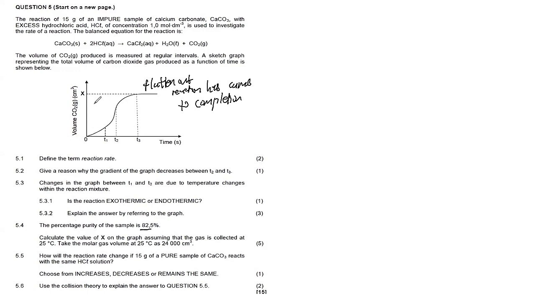Now they're saying we must calculate the volume of the carbon dioxide that is produced, assuming that the gas is collected at 25 degrees Celsius, which is standard temperature. Then take the molar gas volume at 25 degrees Celsius as 24,000 cm³. Looking at the unit we are given for volume, it's in cm³. So we can just leave it like that and not convert this molar gas volume. We won't convert this 24,000 cm³, since the volume that we want is also in cm³, right?